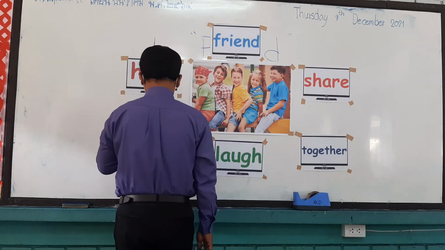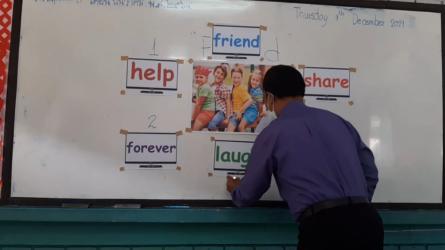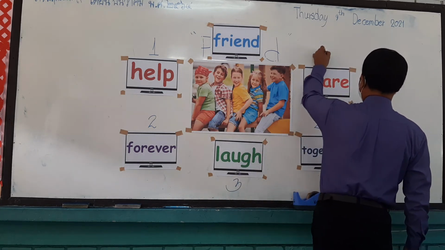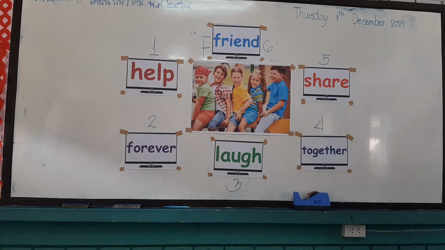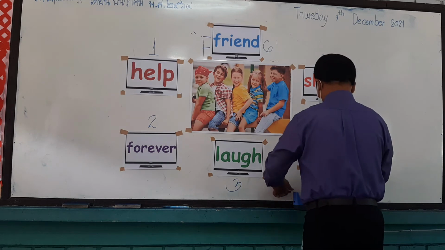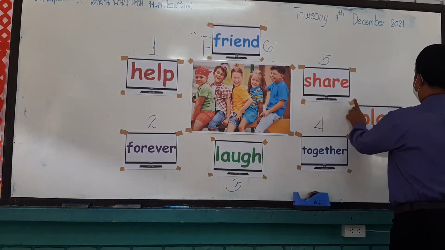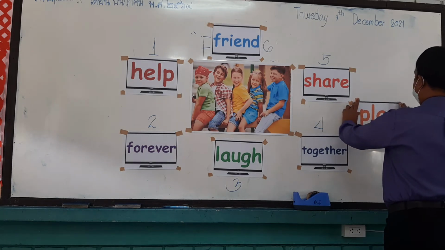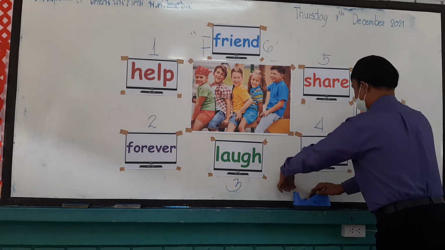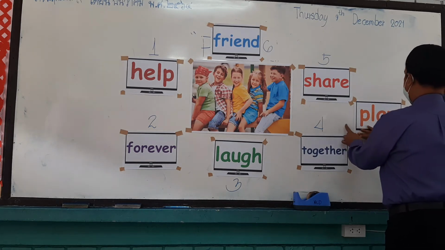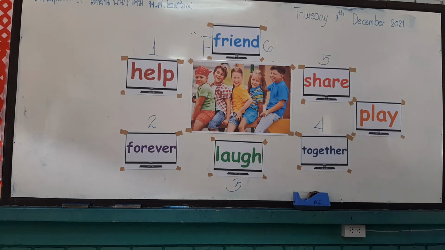Number one, help. Number two, forever. Number three, laugh. Number four, together. Five, share. And six is friend. And number seven, anyone who can read this word? It's play. Everybody say play. Play. Okay, let's go back.